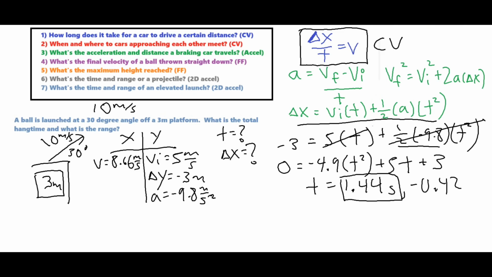Okay, now from there, we can go ahead and find our delta x like we did previously. We can take our time, and remember, the time is the only thing that can slide from side to side because it's not a vector, it does not have a direction. So we can say delta x over t equals 8.66, multiply both sides by 1.44, and then I have a delta x of 12.47 meters.